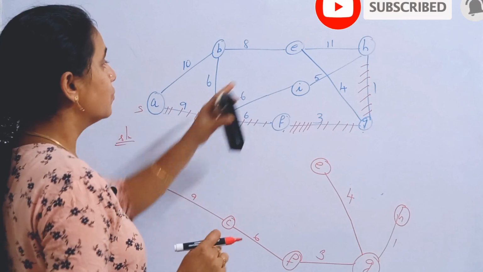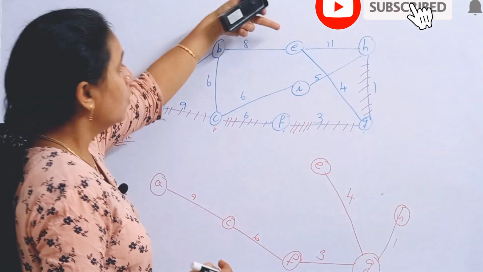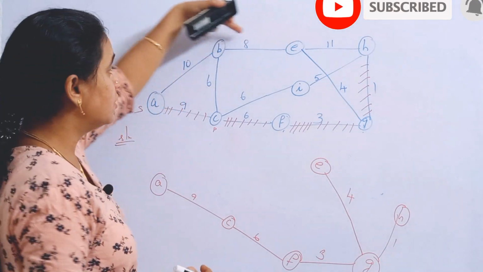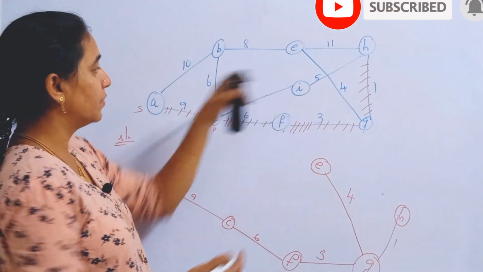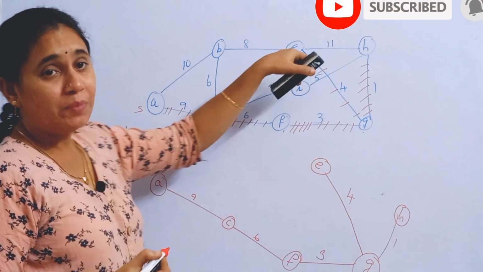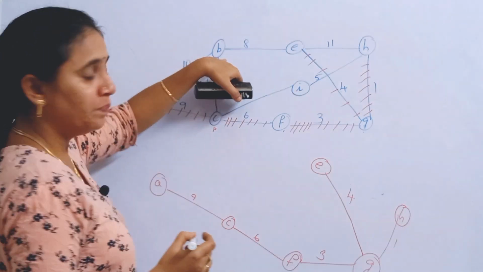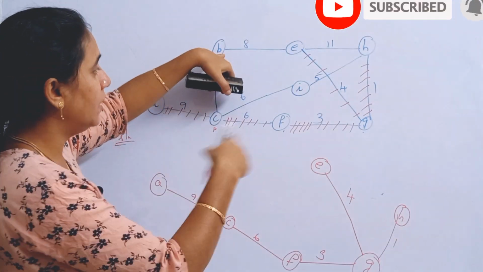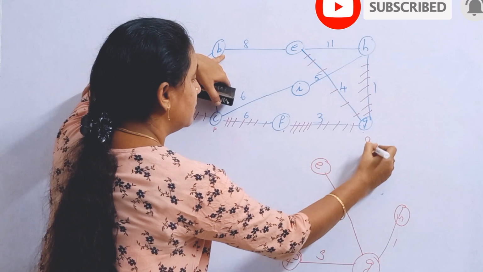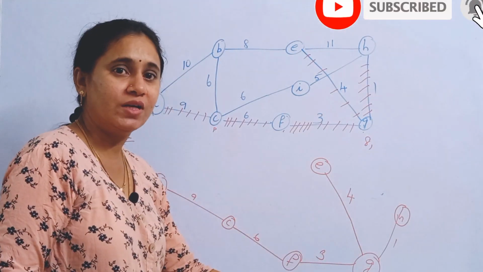So now E is my current vertex, right? From E, what are all the edges that are adjacent? Let me mark here. From E, what are all the edges that are adjacent? So E to B, right? Is there any other edge? No. Let it be 8. Now, what is the previous vertex? So this is my previous vertex.